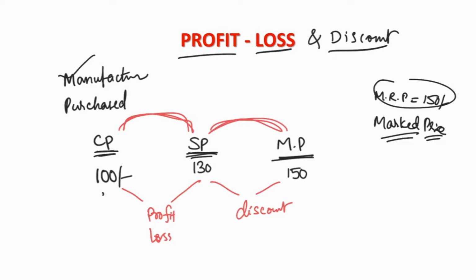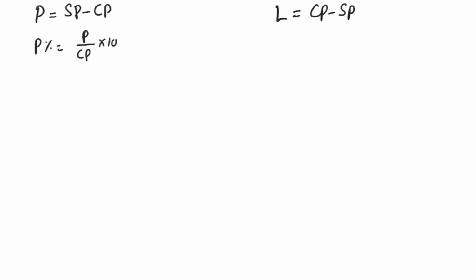Discount is in between selling price and market price. Got it? Now, the basic formulas we use in profit and loss are: when do we get profit? Whenever selling price is more than cost price, it is profit. When do we get loss? Loss is equal to CP minus SP if cost price is more. Profit percent is equal to profit by cost price into 100%, and loss percent is equal to loss by CP into 100%.